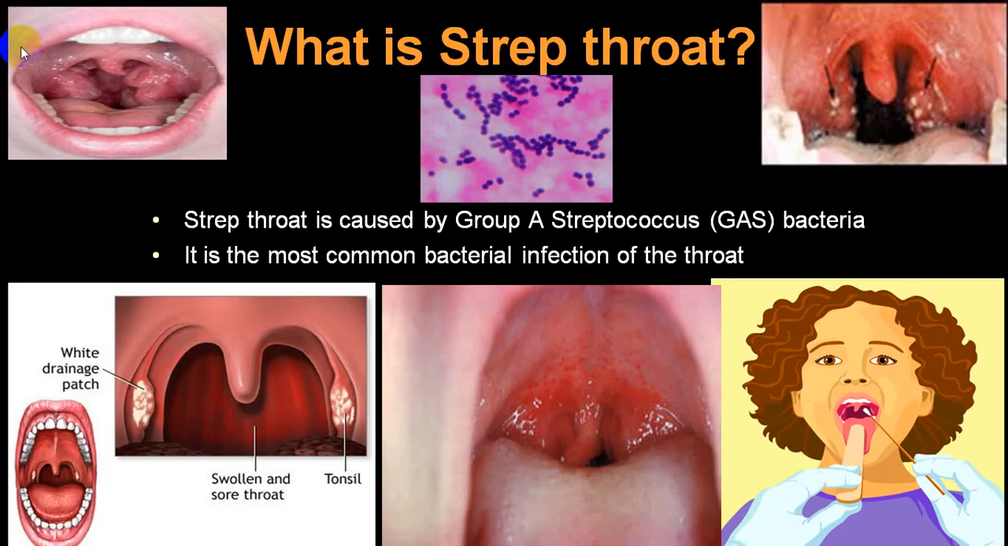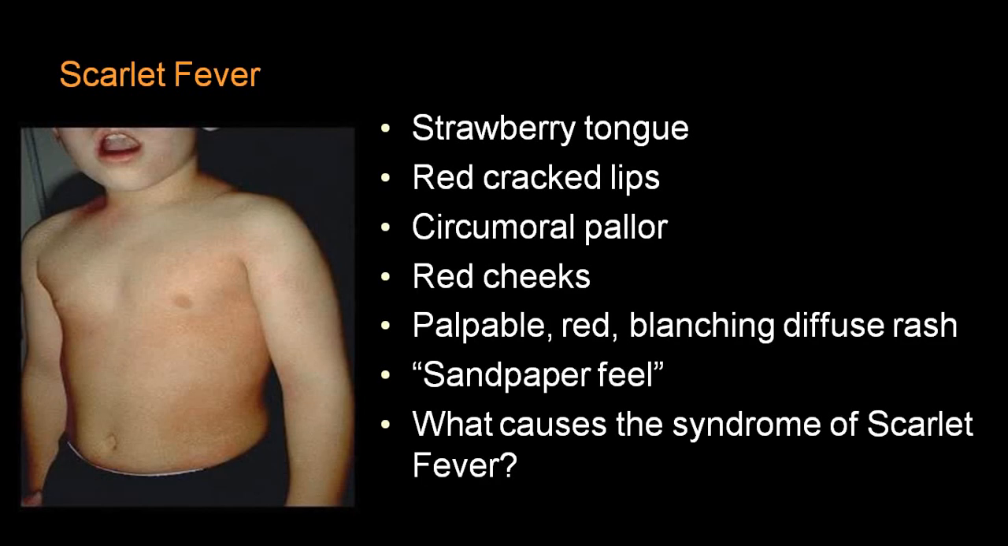These are the common, we call them upper respiratory tract infections, like tonsillitis, pharyngitis. This is typical, and you will have a streptococcal demonstration. These are all the different pictures which you can come across. In scarlet fever, you will have a strawberry tongue, red cracked lips, circumoral pallor, red cheeks, palpable, red blanching, diffuse rash, sandpaper feel. This is typically described as scarlet fever syndrome.